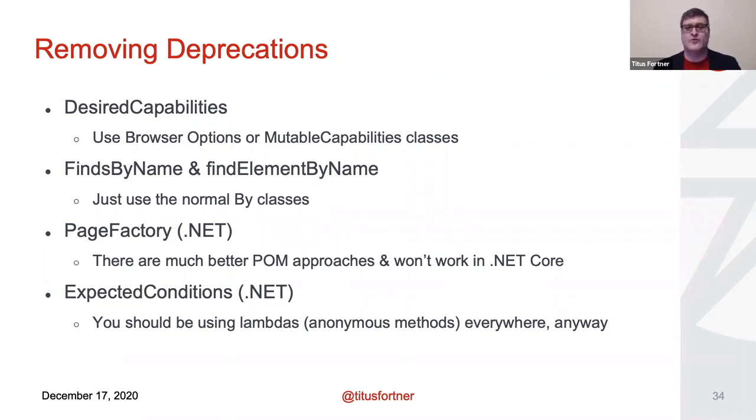Ideally, everyone should be using some kind of lambda or anonymous method if you're in .NET. Ruby and Python have both had this idea from the beginning. There's no class with an expected condition. You just pass in a chunk of code and say, run this over and over again until it's true, until it returns a true value. Then it exits out and it continues.